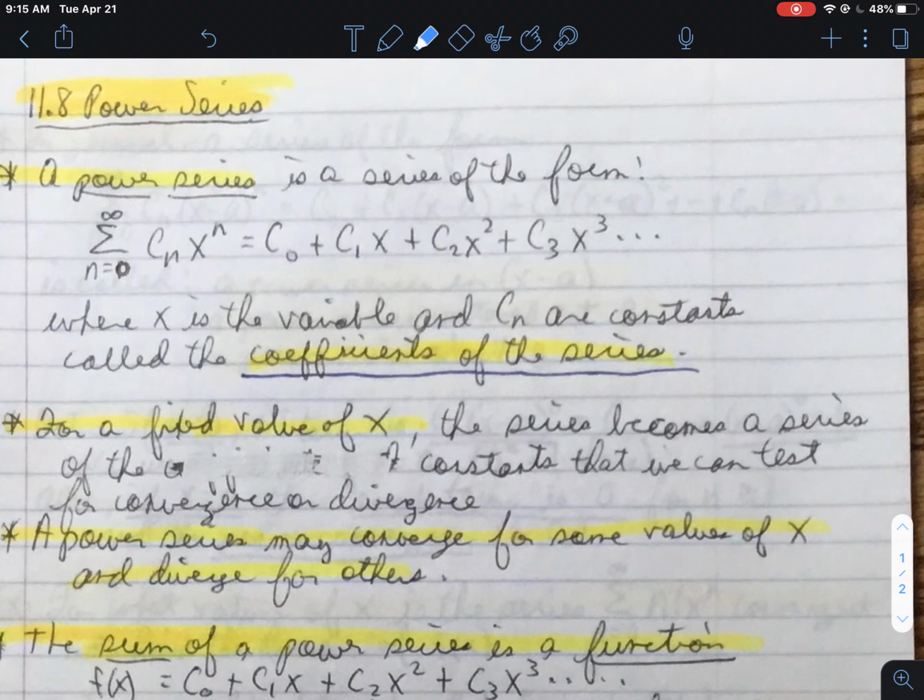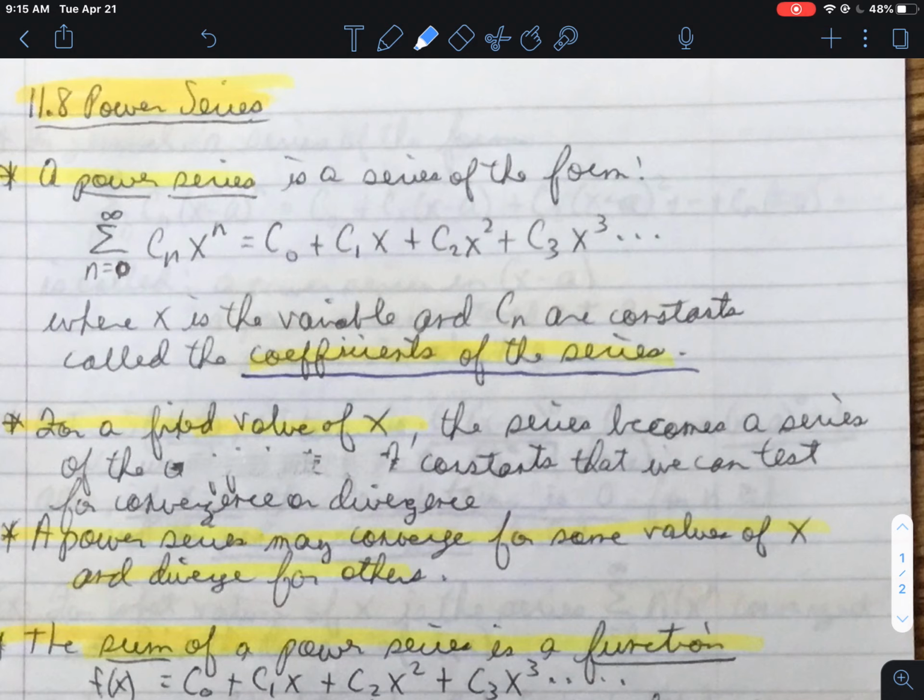All right, so we've got the sum of n as n goes from 0 to infinity of c sub n x to the n. All right, where these c values are called the coefficients of the series. Those are constants. X is a variable, right, and of course n is our index. So the first term of this series would be c sub 0 times x to the 0. Now remember, any non-zero number raised to the 0 power is 1. So that would give me c sub 0 times 1, or just c sub 0. That's a constant. Plus, we have c sub 1 x to the first, plus c sub 2 x squared, plus c sub 3 x cubed, etc., etc., etc.